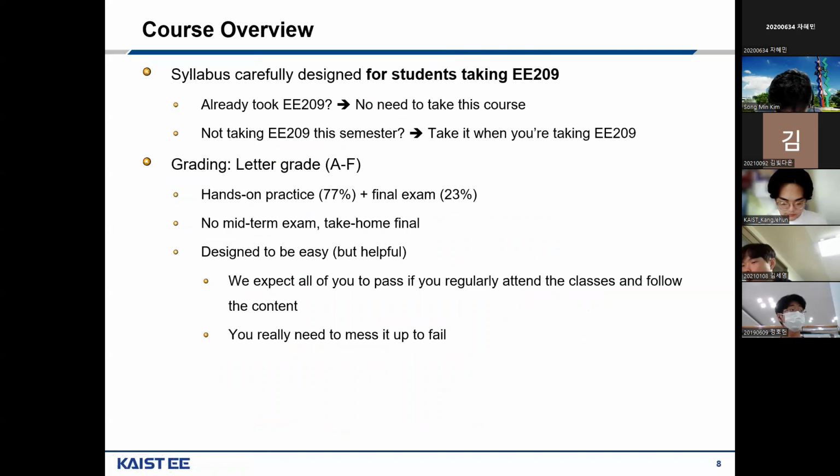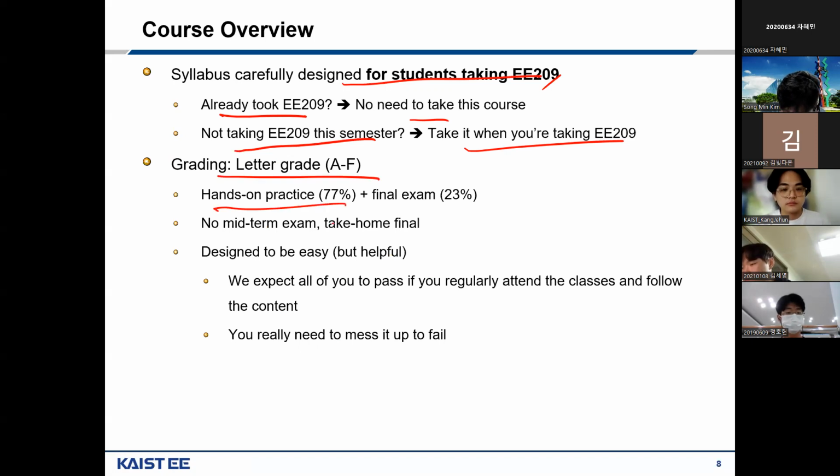So, course overview. I think I talked about this mostly. It is designed for students taking EE209. If you have already taken it, you probably don't need to take this class. If you have not taken it and plan to take it in the future, we encourage taking this class when you're taking EE209. It's a letter grade with hands-on practice 77%, meaning we have 11 homeworks, so 7% for each homework. And the final exam is 23%, nothing else. There's no midterm exam, and the final is take-home.